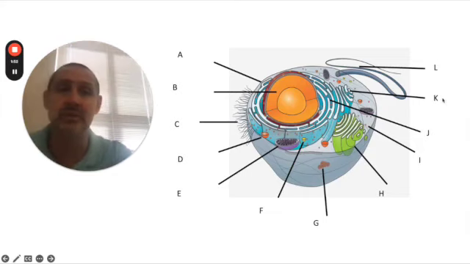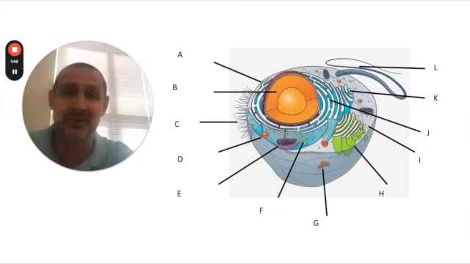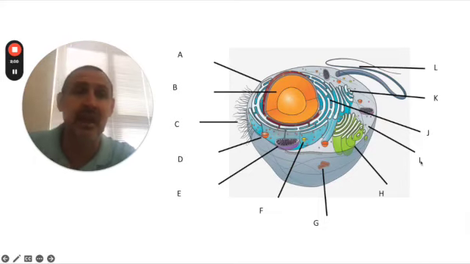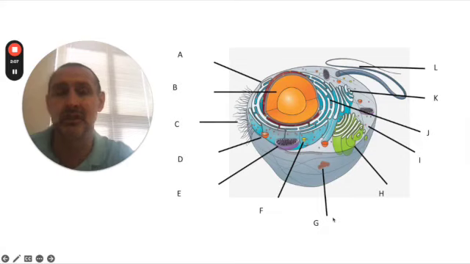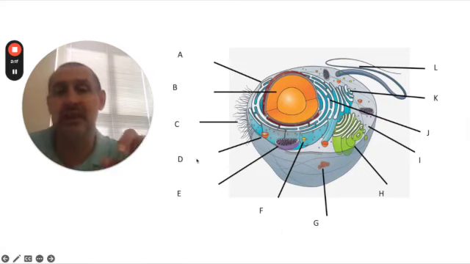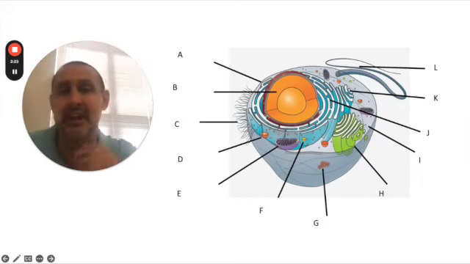K is pointing to smooth endoplasmic reticulum, whereas J is pointing to rough endoplasmic reticulum. I is pointing to cytoplasm. H is pointing to the Golgi apparatus. G is pointing to centrioles, which are going to be involved in cell division. F is pointing to a lysosome. E is pointing to mitochondria. D is pointing to a vacuole. C is pointing to cilia, so again, specialized cells like those lining the trachea have cilia, and B is pointing to the nucleus.